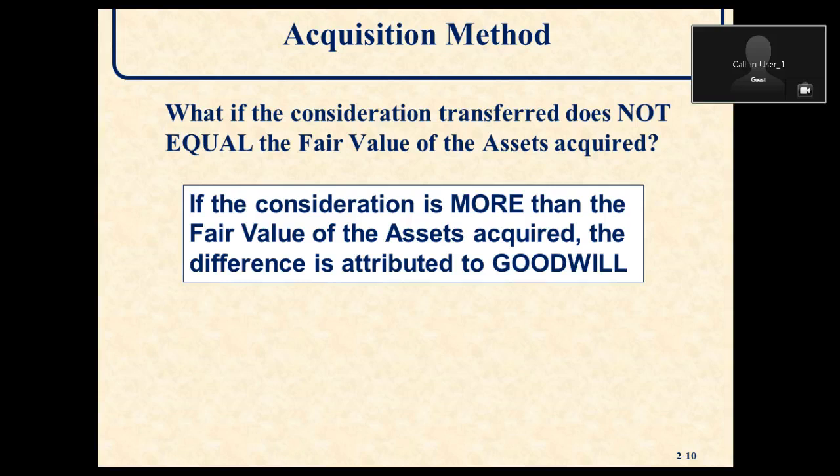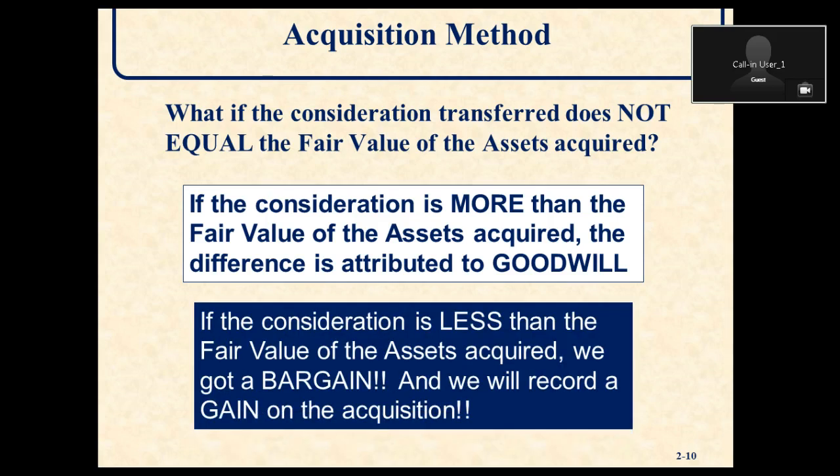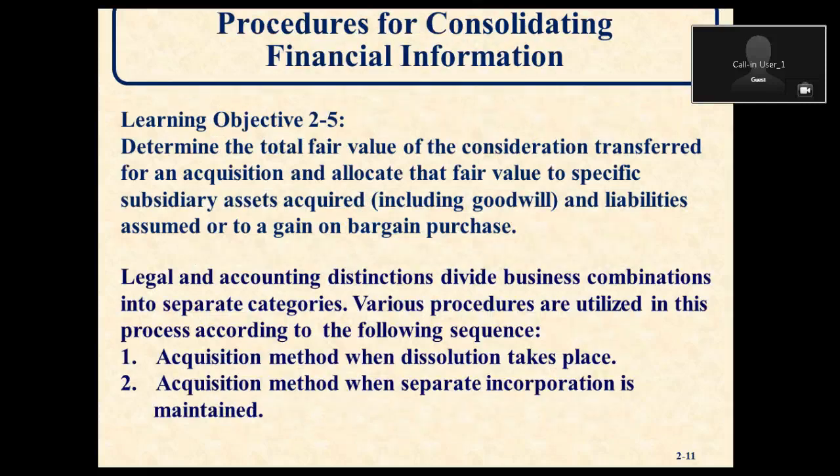So with this acquisition method, as we did in the first chapter, if the consideration, the cash and stock that we transfer, doesn't equal the value of all the assets that we acquire, we may have something called goodwill, and we will show it as an intangible asset on the financial statements. But if what we provide in consideration is less than the fair value of the assets, we got a deal, and we have to show that as a gain right away. So that's new here. In going through this process, we'll have to determine the fair value of what we transfer and what we acquire related to the various assets. And so we can right away determine if we've got goodwill or if we've got a gain.